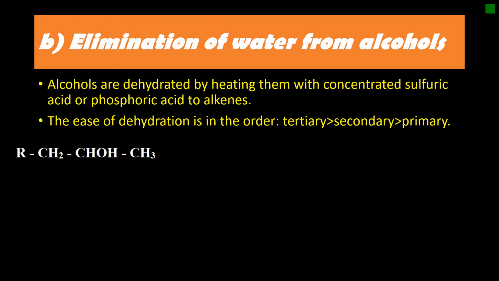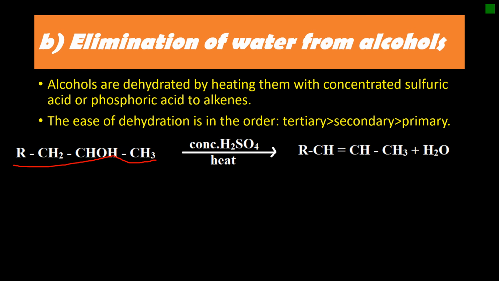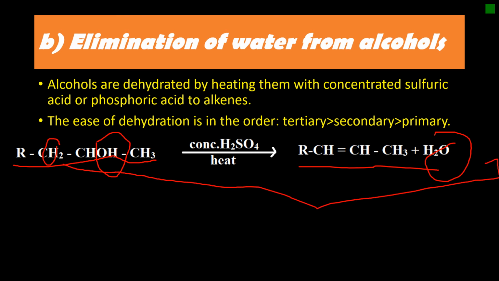Here we have a general equation where this is an alcohol, and under concentrated sulfuric acid and hot conditions, it produces an alkene and the water molecule. As you can see, during this reaction, OH from alpha carbon is eliminated together with the hydrogen from one of the beta carbons to produce water molecule.